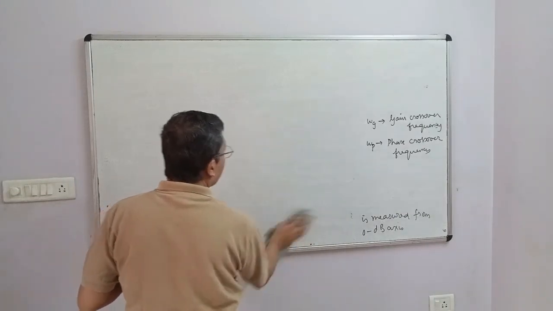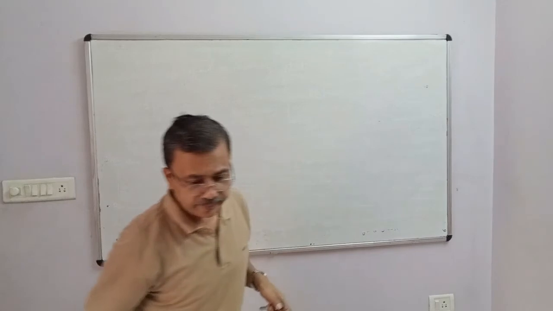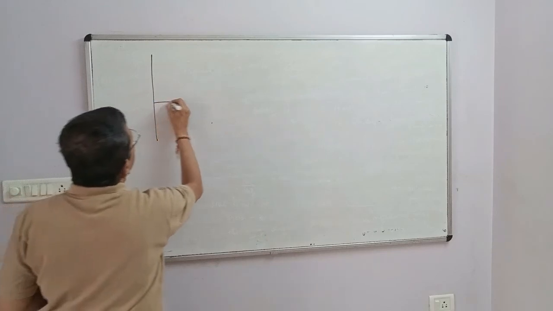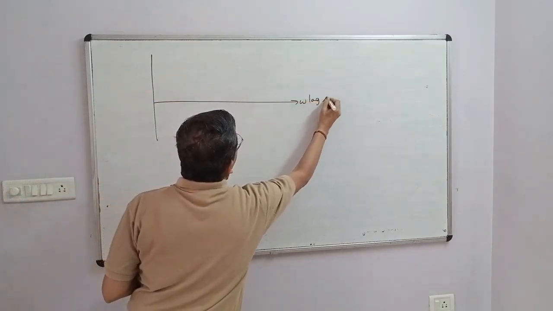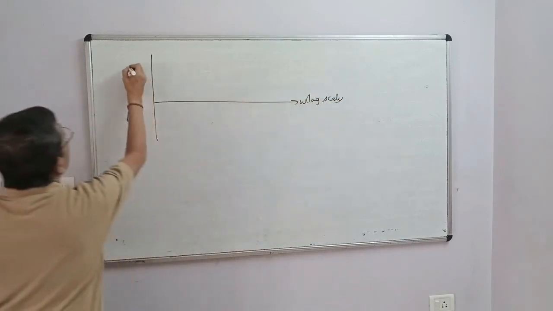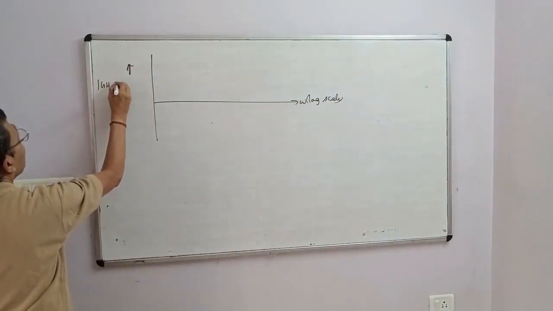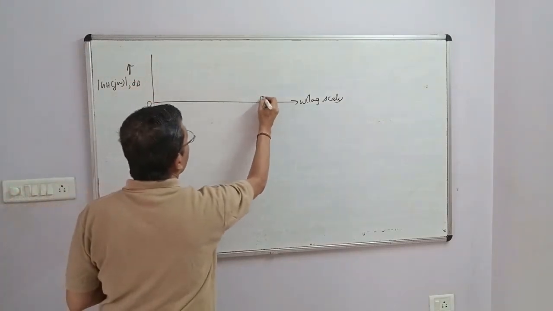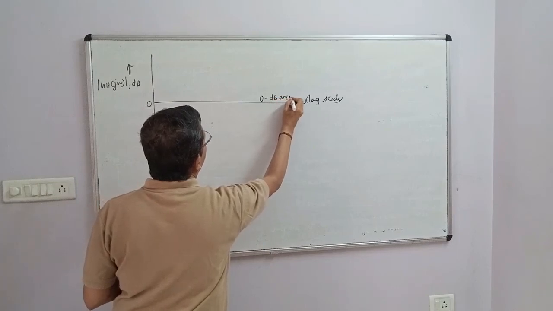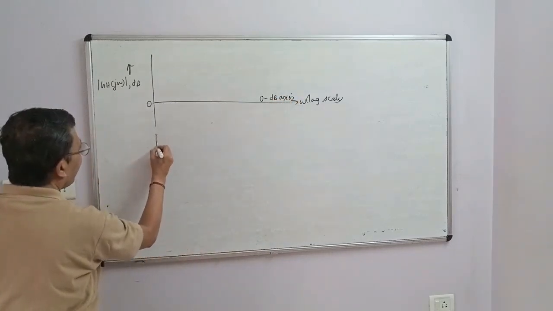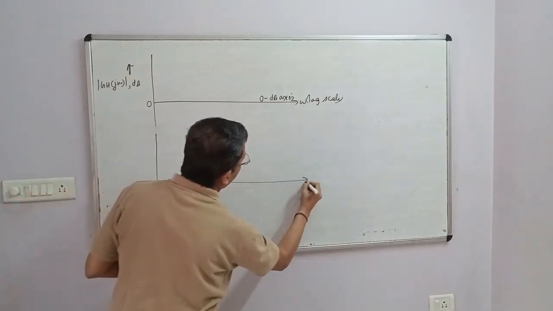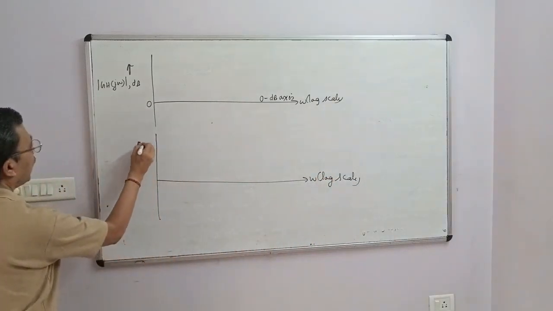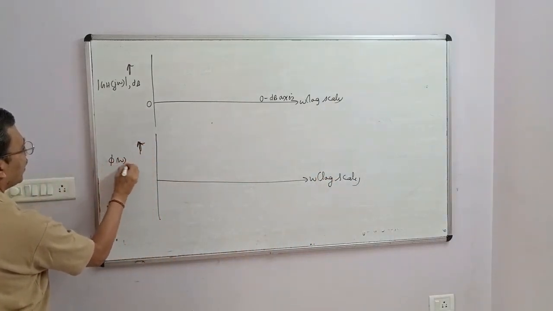I draw the magnitude and phase diagram of an unstable system. This is omega in log scale. Y-axis is magnitude of GH of j omega in decibels. This is 0 dB axis. 0 dB axis is the axis from where you measure gain margin. This is omega in log scale. This is phi of omega in degrees.